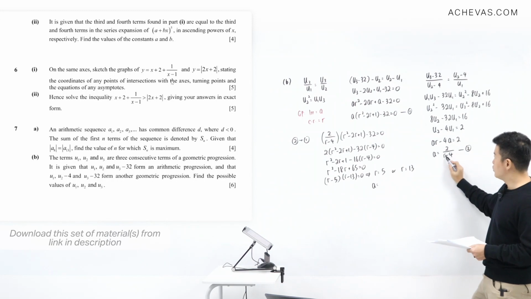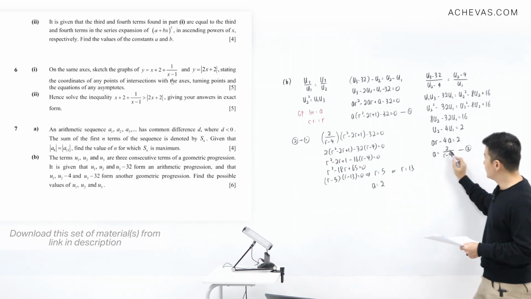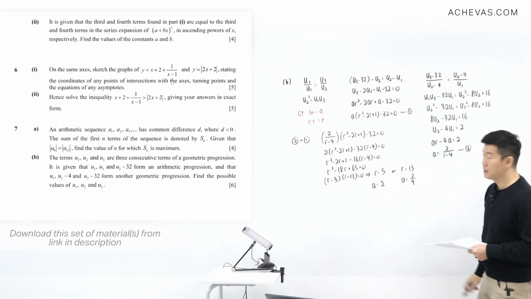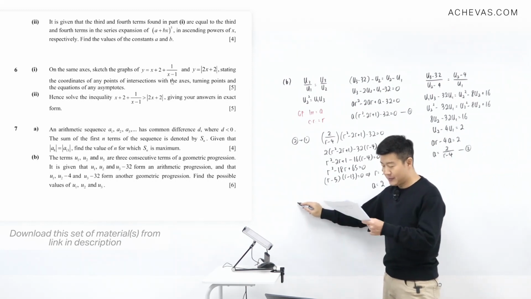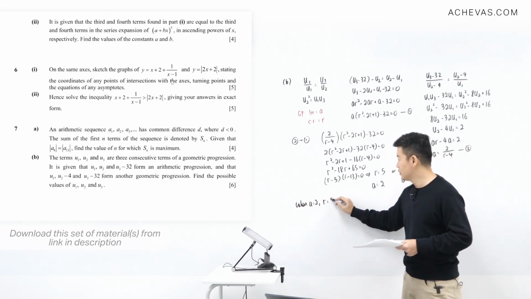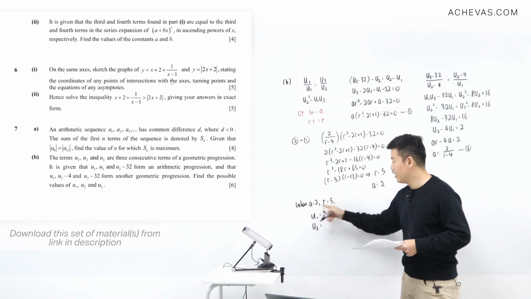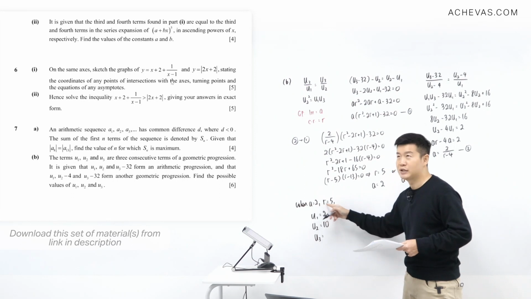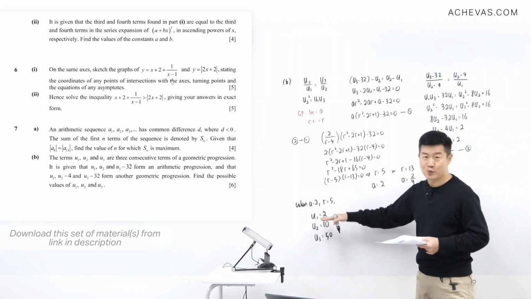When r is equal to 5, we have a equals 2 over 5 minus 4. So we have 2 over 1. So a is going to be equal to 2. When r is equal to 13, we have a equals 2 over 13 minus 4. So a is going to be equal to 2 over 9. And now we can find u1, u2, u3. So let me use the first set of a and r. When a is equal to 2 and r is equal to 5, u1 is going to be equal to a, which is 2. u2 is going to be ar, which is going to be equal to 10. And u3 is going to be ar squared, which is 2 times 5 squared, which is equal to 50. So we have the first set of u1, u2, u3.